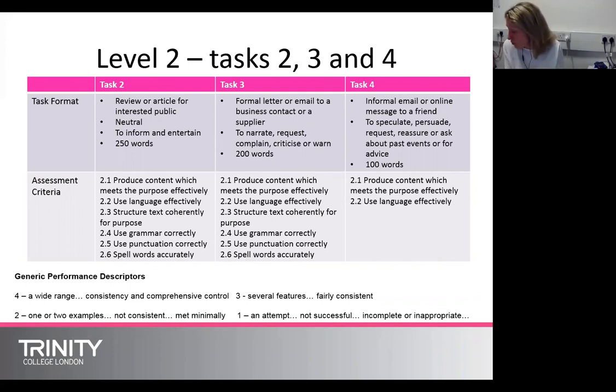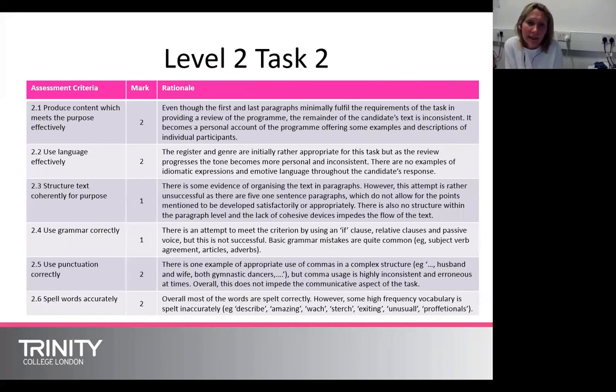So level 2, task 2, candidate 1. This is a review for a website about a program that the candidates enjoyed. It's either on TV, online, or on the radio. So they're asked to write a review for a website. And this candidate gets quite low marks for this.